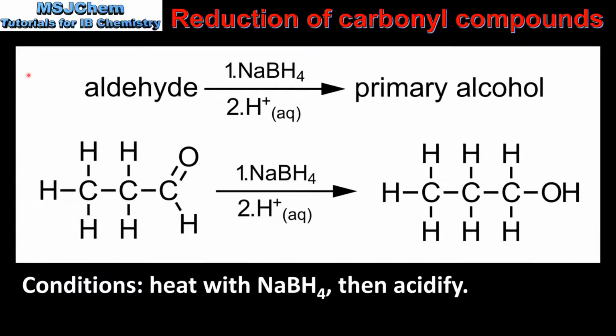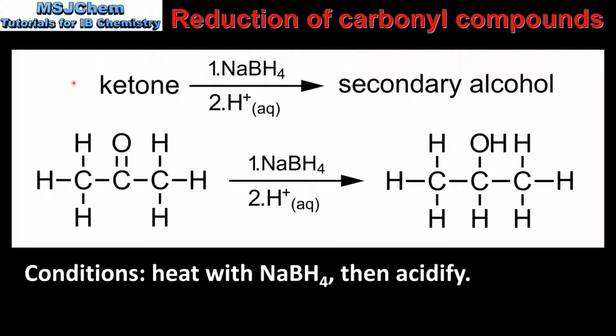So we'll start by looking at the reduction of aldehydes. Aldehydes can be reduced to form primary alcohols. This reaction is shown using sodium borohydride as the reducing agent. It's worth noting that lithium aluminium hydride can also be used. The reaction involves heating with the reducing agent and then acidifying. In this example reaction, we have the aldehyde propanal being reduced to form the primary alcohol propan-1-ol. Once again, the conditions are heat with the reducing agent and then acidify.